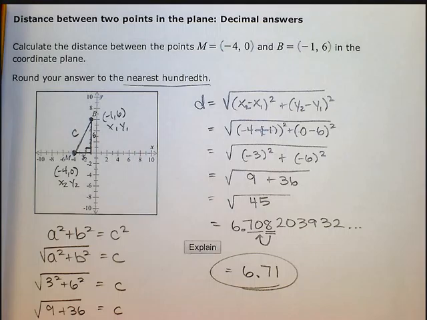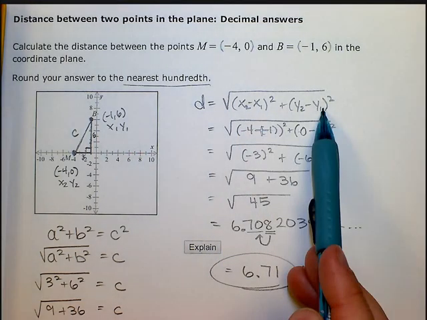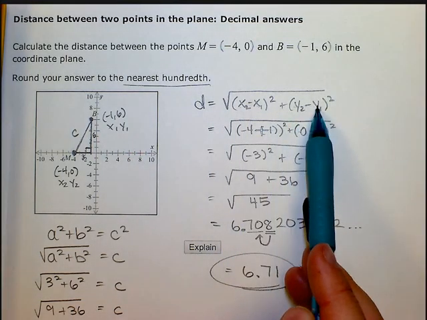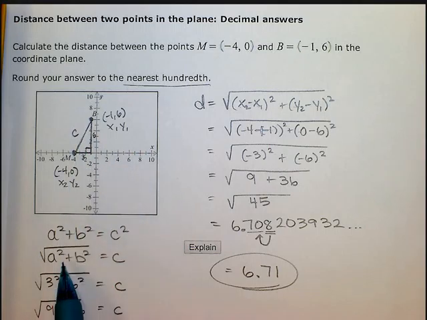So again, you could use a distance formula, finding the difference in x's and y's, or you can draw your triangle and count the side lengths. Either way, it's going to get you the same answer.